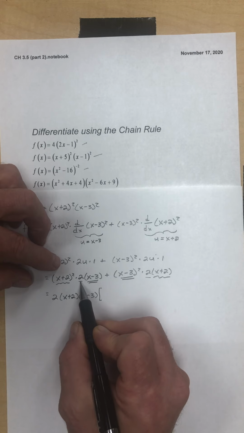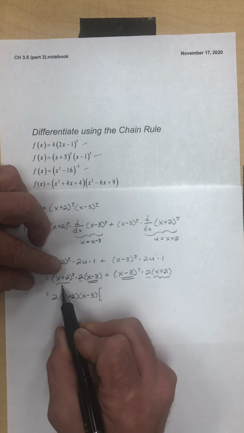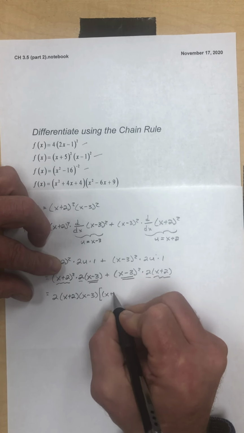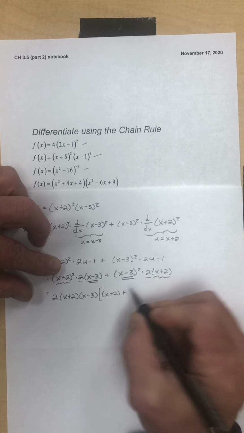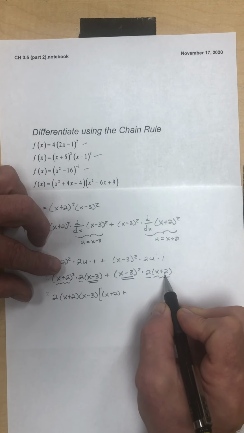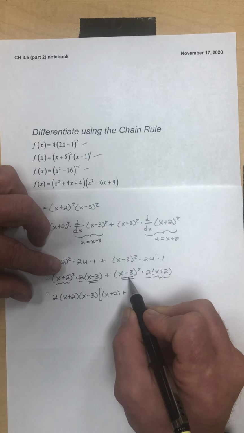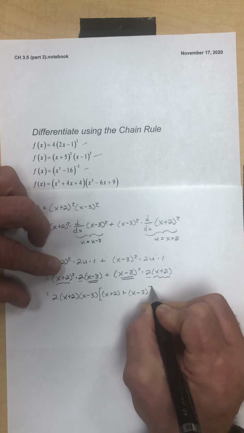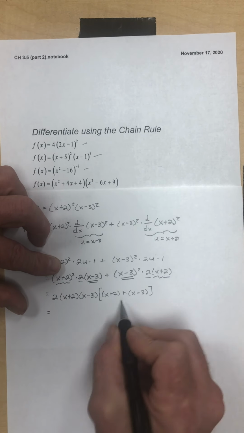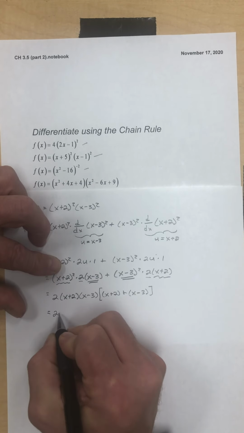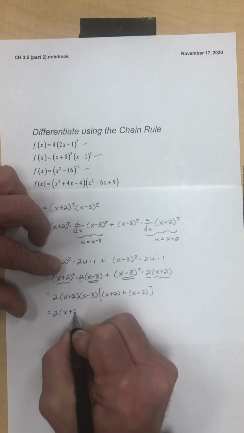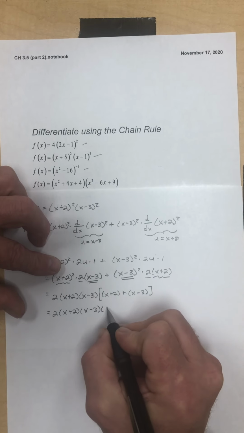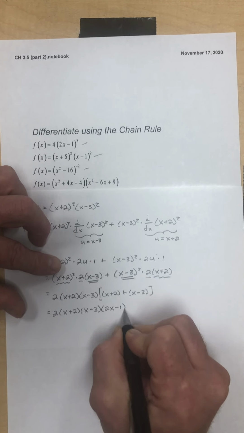And so I say, okay, what am I left with? Well, here the 2 goes away, the x minus 3 goes away, and one factor of x plus 2 goes away. So I'm still left with one of them, x plus 2. Plus, here again, the 2 goes away, the x plus 2 goes away, and one factor of x minus 3 goes away. So I still have one more factor of x minus 3. And then we just simplify that by collecting similar terms. So 2 times x plus 2 times x minus 3, and then let's see, this would be 2x minus 1.